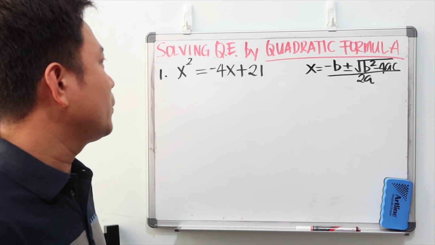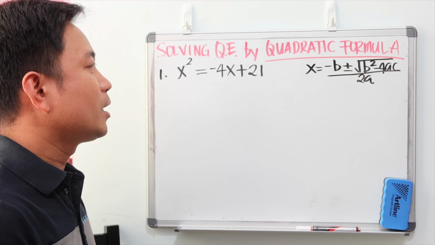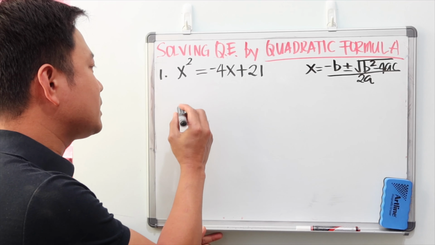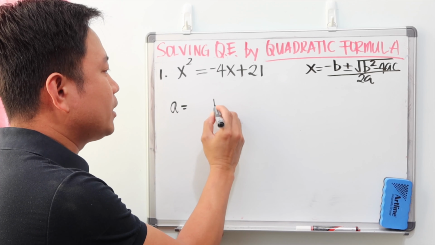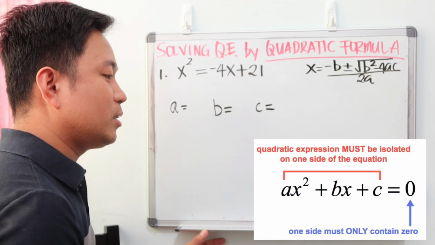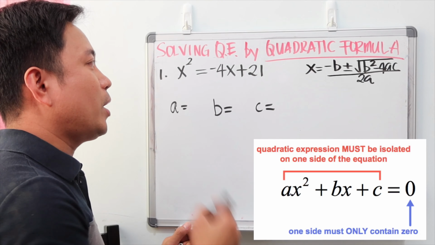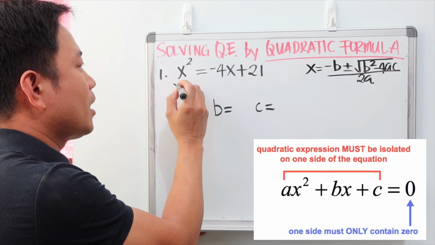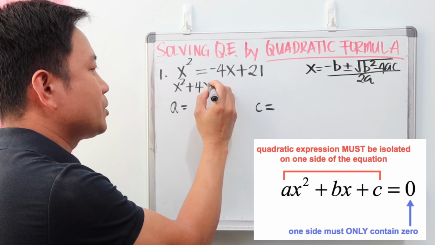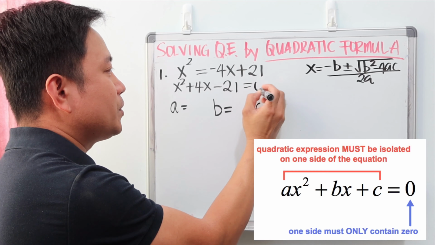So for the first example, we have x squared is equal to negative 4x plus 21. The first thing I need to do is identify the values of a, b, and c. To identify them, make sure that the quadratic equation is in standard form first, which means that we need to equate the equation to 0. This becomes x squared. Negative 4x becomes plus 4x if we transfer it to the left side. Plus 21 becomes minus 21. And then we have 0.